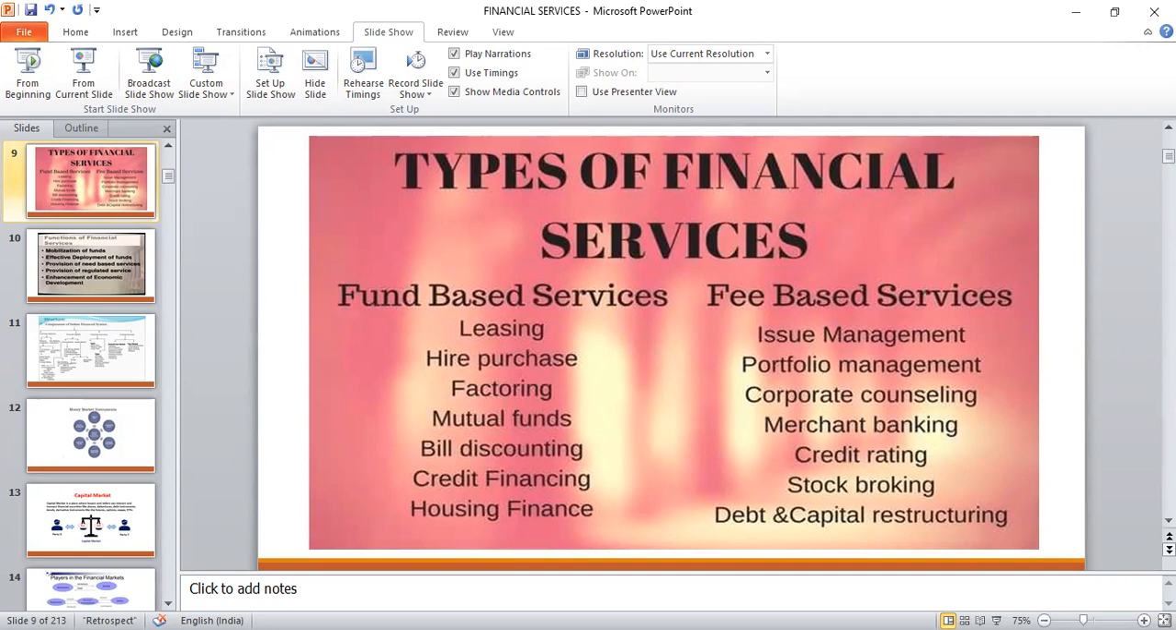Okay, and now we're coming to the next category. The next type is fee-based services. What do you mean by fee-based services? Issue management, portfolio management, corporate counseling, merchant banking, credit rating, stock broking, debt and capital restructuring. If you get a service related to issue or portfolio management, corporate counseling, merchant banking, credit rating or stock broking, you will be getting a fee. So these services are all based on fee, right? I'll just brief about the list of fund-based and fee-based services.